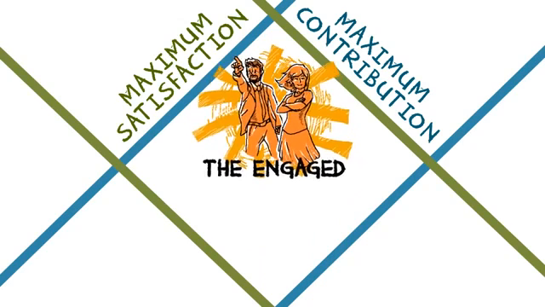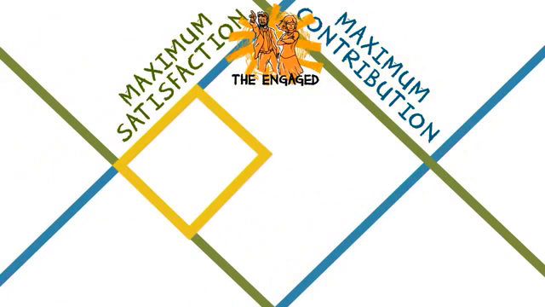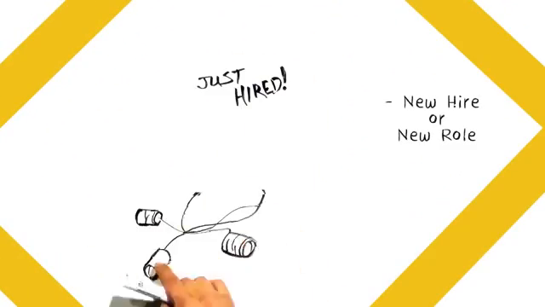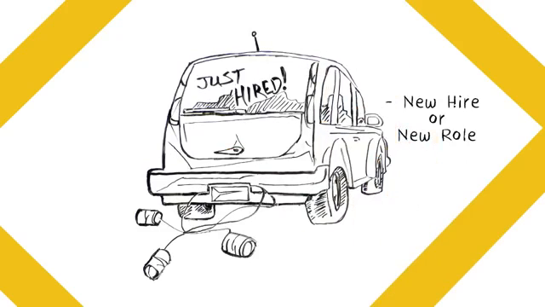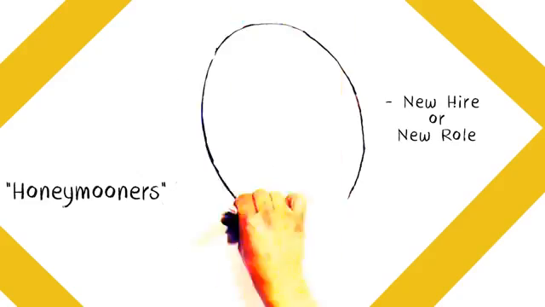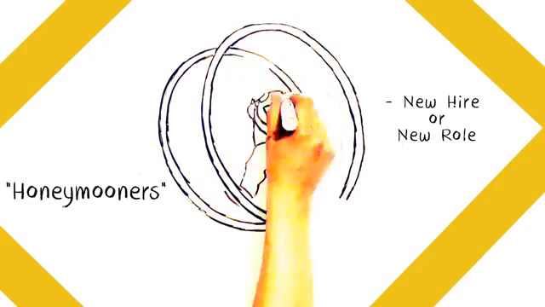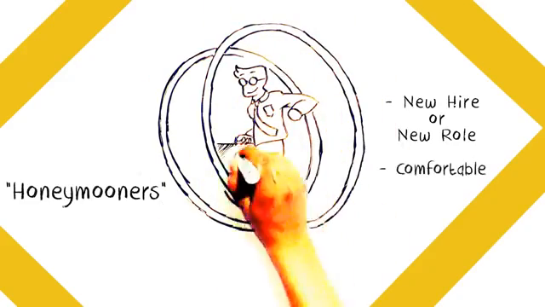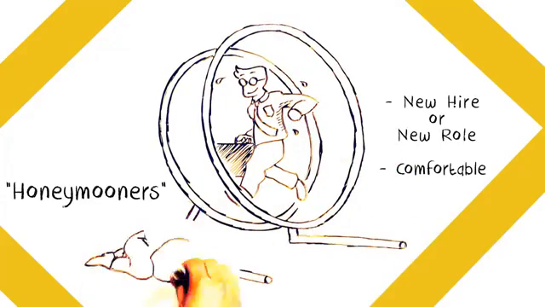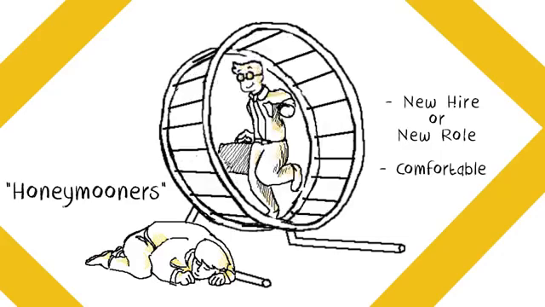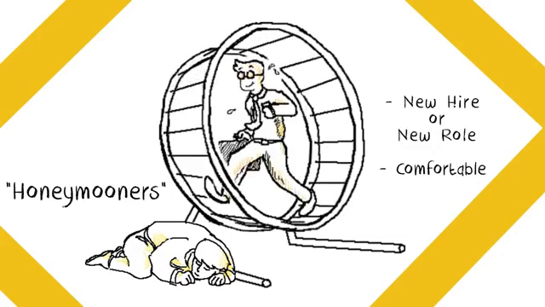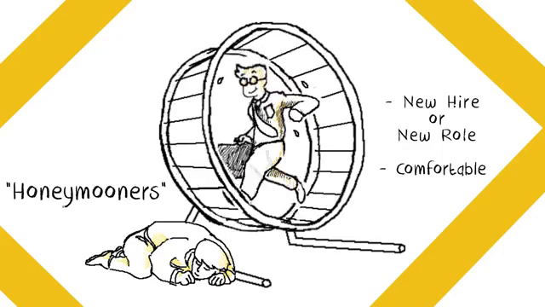Now let's look at some other scenarios. Some people are high on satisfaction, but they aren't contributing fully. There are a few things that might be going on here. The person might be new to the organization or new to the role. Although satisfaction's high, they're not yet fully up to speed. We call this group the honeymooners. We also find people that are incredibly busy here. They're working hard, but on the wrong things. Or people who have found a nice cozy spot in the organization and are content with minimum contribution. So whether they're running hard on an exercise wheel or tucked away somewhere cozy, we call this group the hamsters.